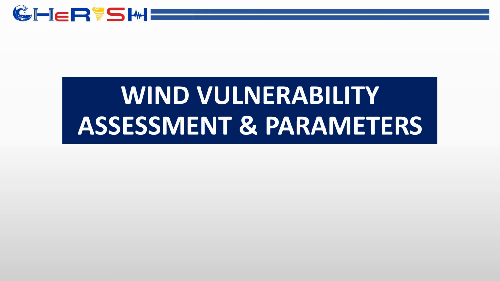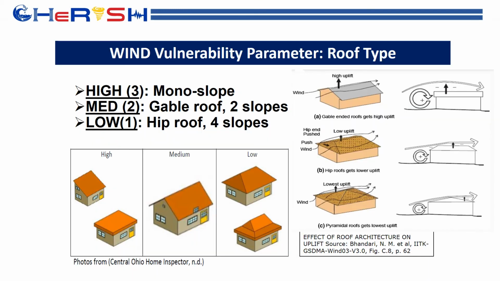So what are the wind vulnerability parameters for buildings? The roof type is a parameter. It was observed that roofs which are monoslope, one slope, or flat, experience higher wind speed and uplift, like in this figure. Roof types which have four slopes or hip roof, like in this example, experience the lowest uplift, as shown in these images. And of course, gable roof, two slopes, is higher with respect to four slopes, but lower with respect to monoslopes.